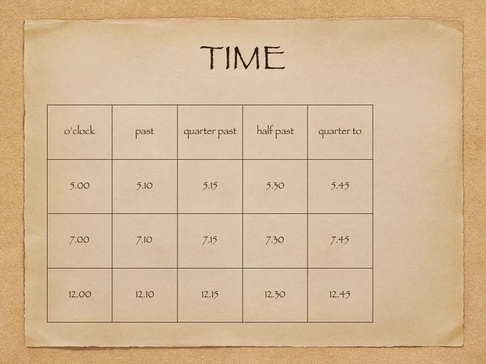Next, we can also use quarter to for these times. 5:45, 7:45, 12:45. I think in Bahasa Indonesia we say these times as, for example, number 1, jam 6 kurang seperempat. Or the next example, jam 8 kurang seperempat. Next example, jam 1 kurang seperempat. So kurang seperempat. In English, we use the phrase quarter to.